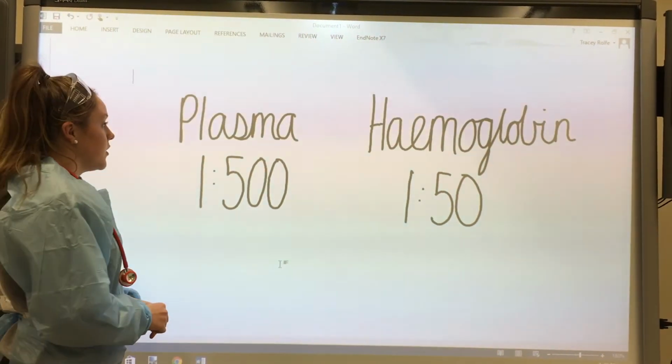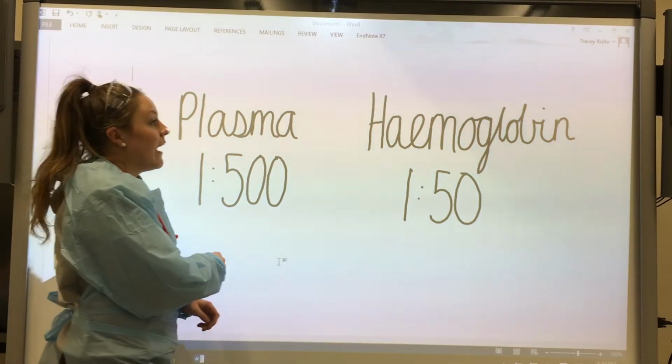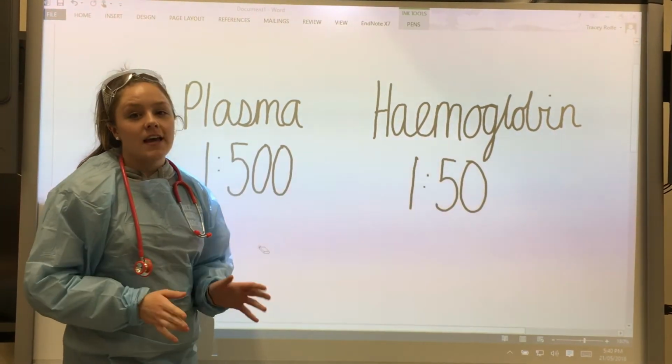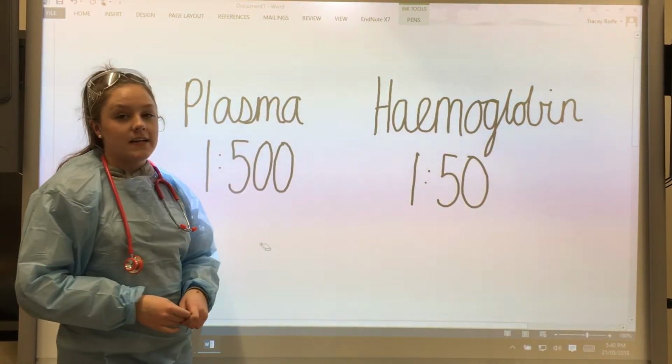In plasma, the ratio of blood to oxygen is 1 to 500. However, in haemoglobin, the ratio is 1 to 50. Essentially, this means it's 10 times more efficient. This makes it an adaptive advantage.